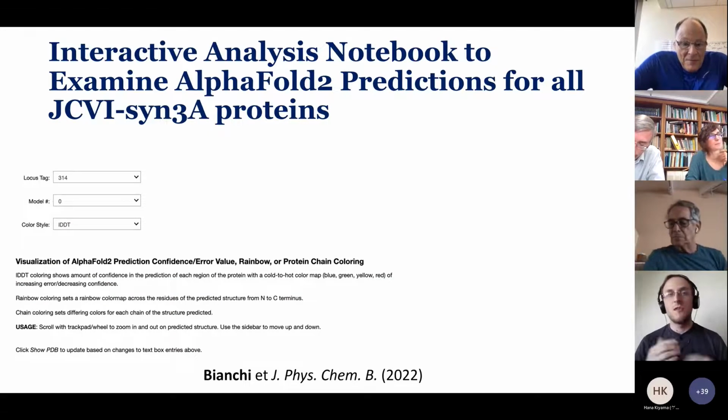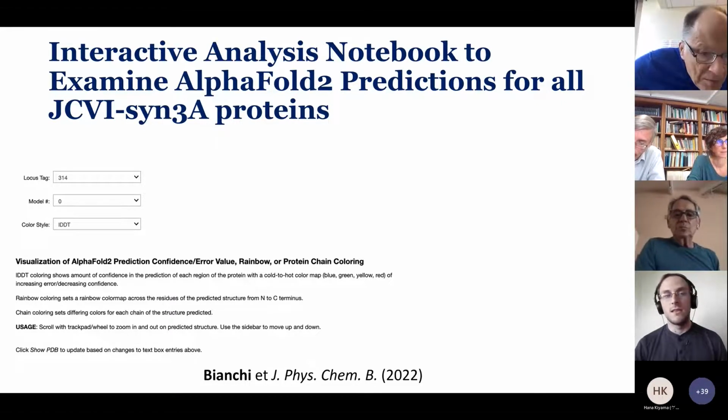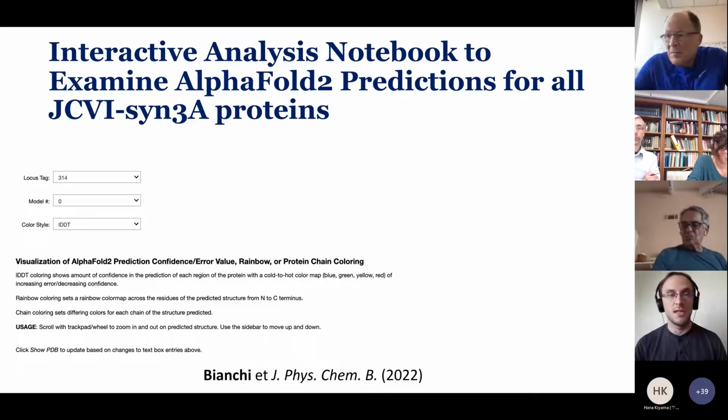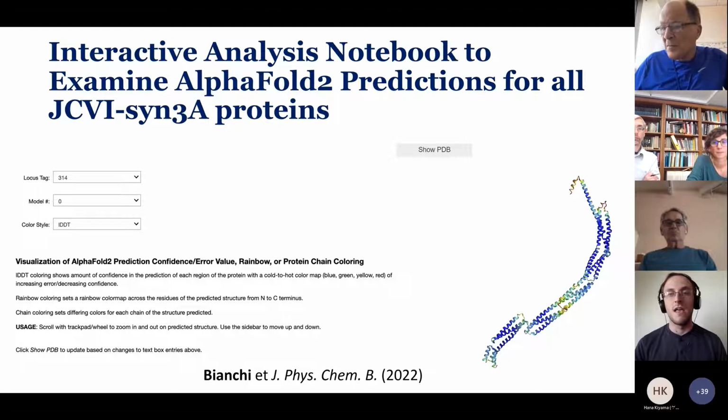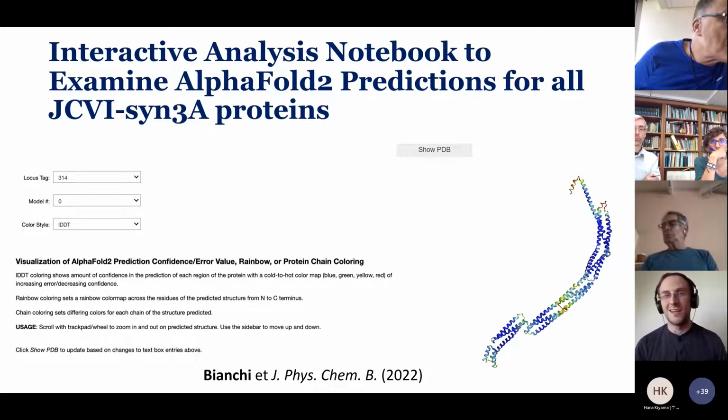And just some additional tool, I think, that can be useful in addition to those predictions available on SynWiki is this notebook we provided, where you can interrogate each of these protein coding genes and choose any of the various models for a specific protein generated by Syn3A, and then visualize it with associated error coloring, chain coloring, whatever type of visualization we choose.